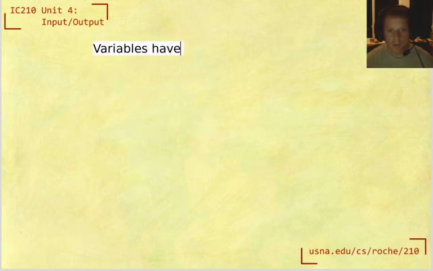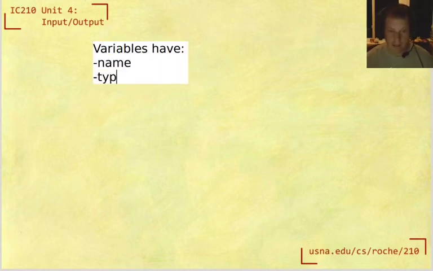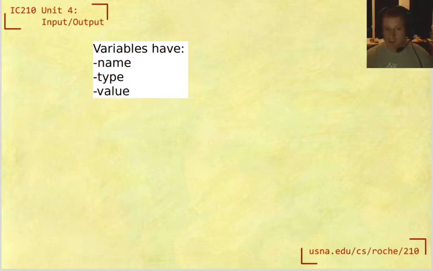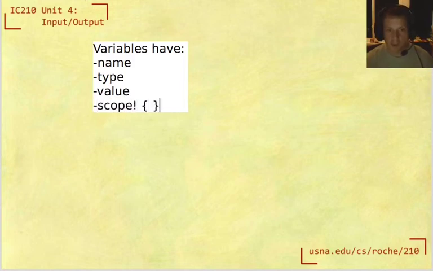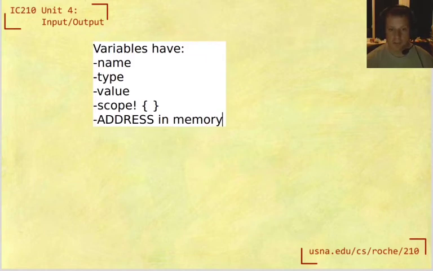If you remember from a few weeks ago when we introduced the idea of variables, we said that every variable has a name and a type and a value. But then we've also seen that variables have one additional thing, which is scope, which is like which curly braces block of code does that variable occur in. And now what we're going to learn is that in addition to all these things, a variable also has to have an address in memory.